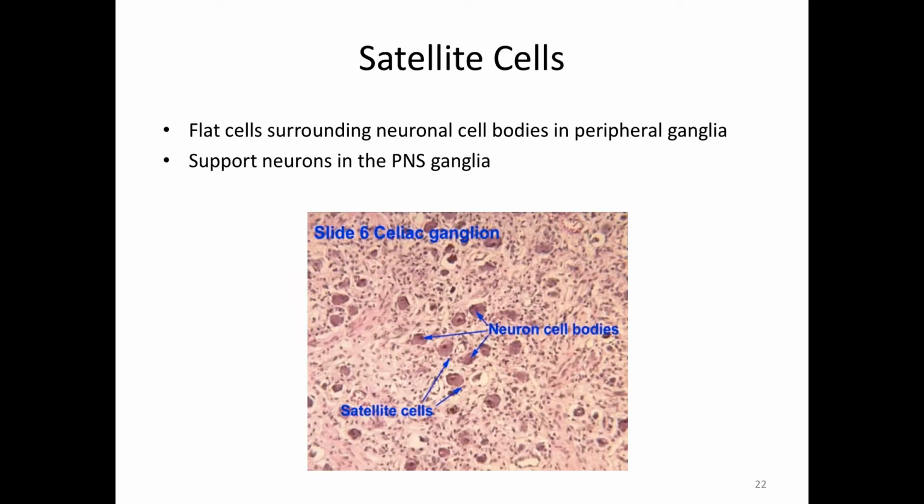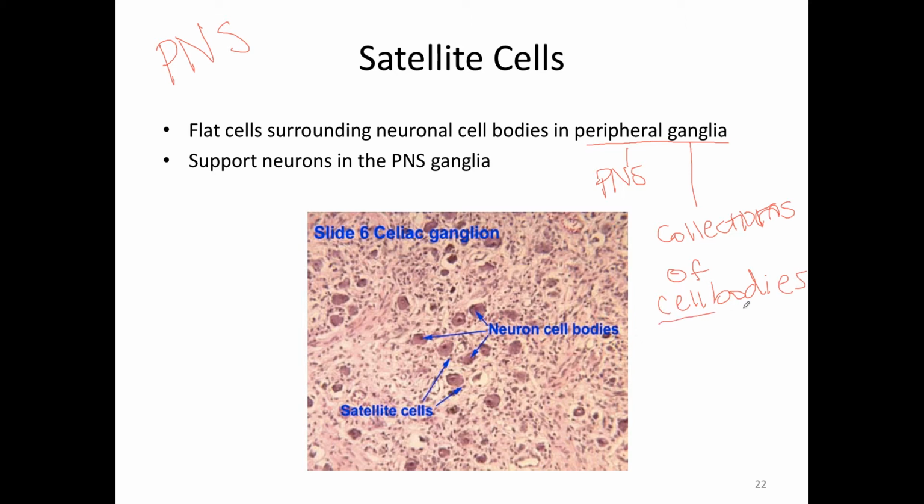Now we are moving into PNS glial cells. So peripheral nervous system glial cells, and I'll just write that up here. There are only two kinds. And these guys are flat cells that surround neuronal cell bodies in peripheral ganglia. So what does peripheral ganglion mean? So peripheral means it's in the PNS. And ganglia are collections of, that's so terrible, N, cell bodies, specifically neural cell bodies.